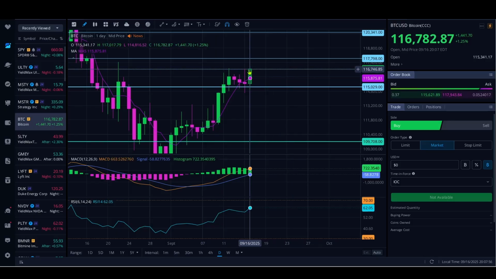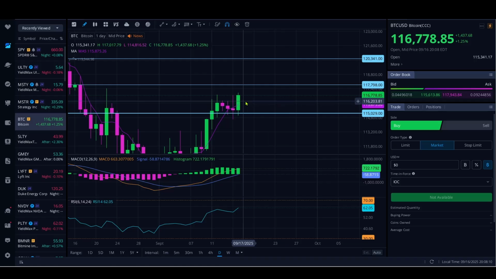If we can break on past that, we can continue moving this thing back up and hopefully start testing these other resistance lines that were originally support lines. But I would love to see Bitcoin moving up and out of this 116 range and back into the 117 and 118 and get this thing moving. That would be wonderful.